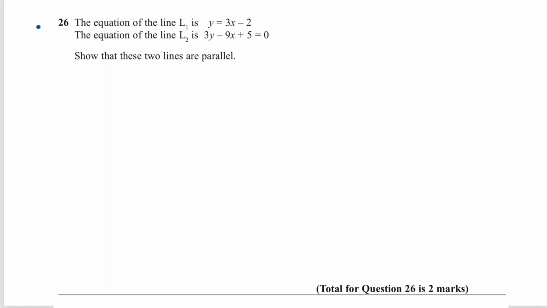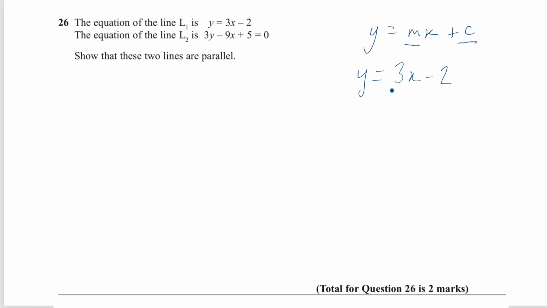Question 26. The equation of the line L1 is y equals 3x minus 2. The equation of the line L2 is 3y minus 9x plus 5 equals 0. Show that these two lines are parallel. So in both cases, what we've got are lines on a graph, and we've just got to show that they're parallel. Now you will probably remember that every straight line can be represented by this little expression here, y equals mx plus c, where m gives the gradient and c is the intersection with the y-axis. So m is the gradient. So the first line, line L1, y equals 3x minus 2, matches this, because for m we've got 3 and for c we've got negative 2.